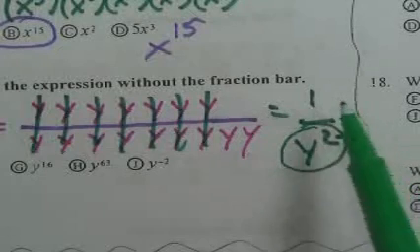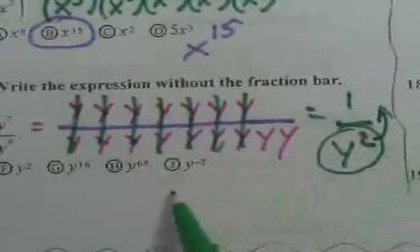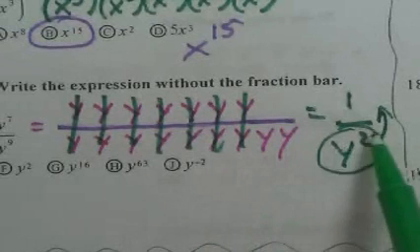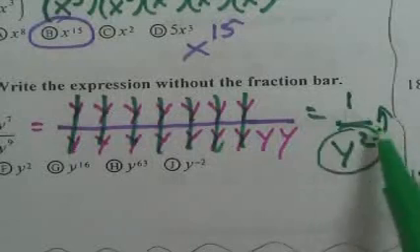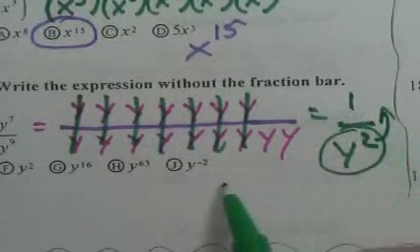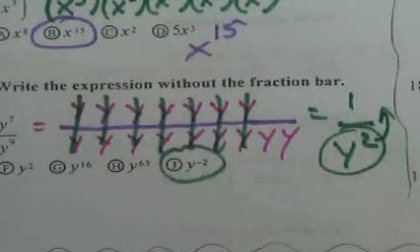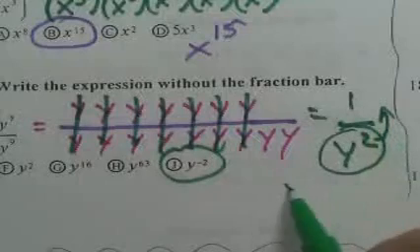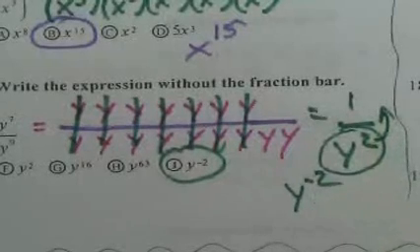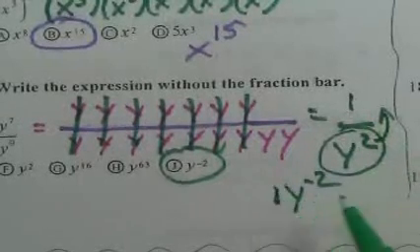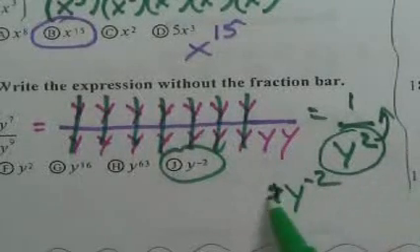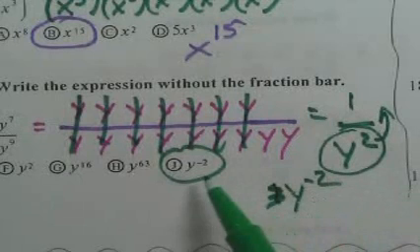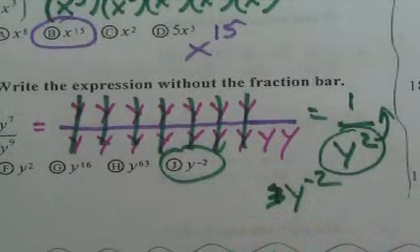If we move it up, remember, if we cross this line, you have to change the sign of the exponent. It now becomes a negative. So the answer is this, y negative 2. If you move this up here, it becomes y negative 2. What happens to the 1? Well, it's like 1 times y negative 2, or just y negative 2. And that is our answer.